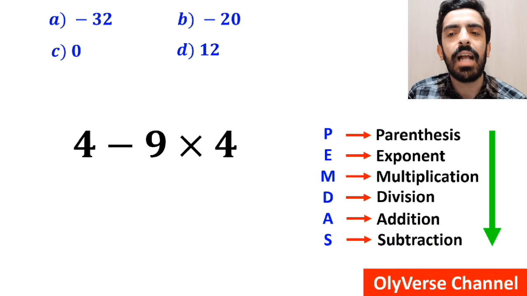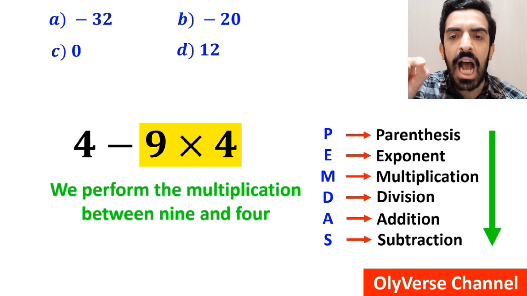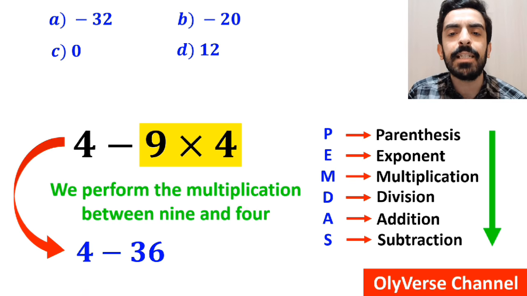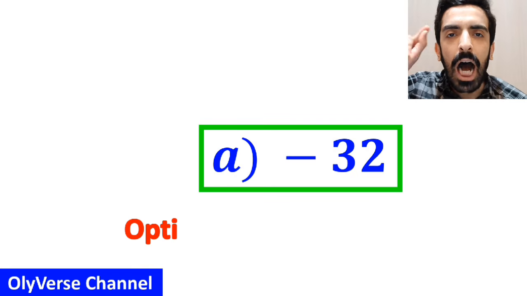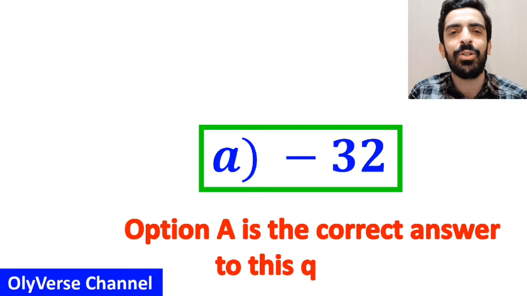And the final step, we perform the multiplication between 9 and 4 and simplify this expression to 4 minus 36, which finally gives us the answer negative 32. Therefore, option A is the correct answer to this question.